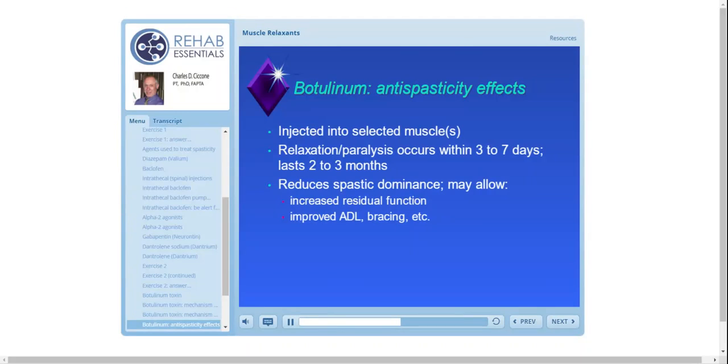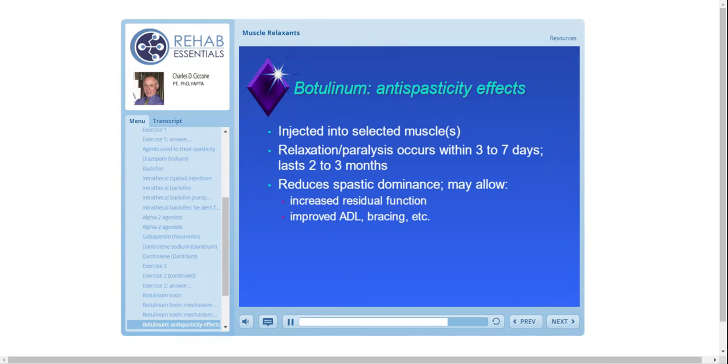So the toxin doesn't really wear off. The neuron actually recovers. But the good news is, while the drug is in effect, we may reduce spastic dominance, and ideally this can actually increase residual function. For instance, a patient, maybe a child with cerebral palsy that has severe adductor spasticity in their leg and has a scissoring gait, if we can eliminate that, gait may be dramatically improved.